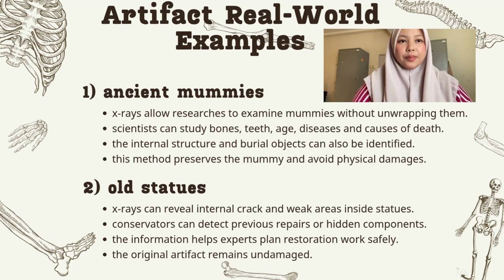They can also detect the internal structure and any burial objects hidden inside the mummy. The second example is old statues. X-ray helps reveal internal cracks, weak areas, and hidden damage that cannot be seen from the outside. Conservators can also identify previous repairs and hidden components inside the statue. This information helps them to plan restoration safely while keeping the original artifact undamaged.